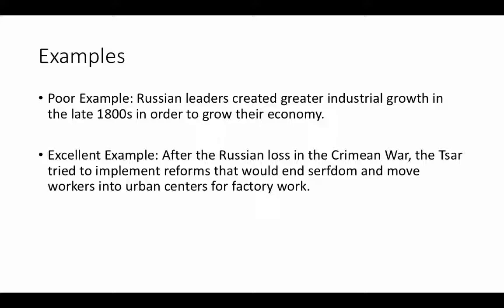After the Russian loss in the Crimean War, the Tsar tried to implement reforms that would end serfdom and move workers into urban centers for factory work. Notice here we've got the Crimean War, which I'm sure all of us teach. The Tsar's attempt to get rid of serfdom is a specific outside detail, and then there are demographic movements into urban centers. So you notice these are specific outside details, yet at the same time, they're not so specific. We're back to those discrete examples that would be hard to memorize.